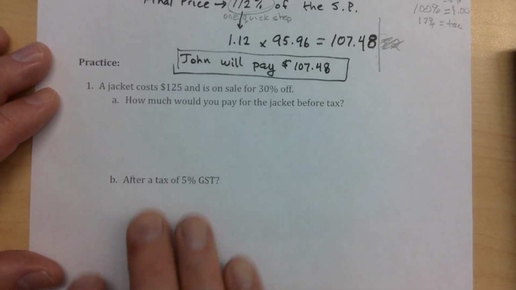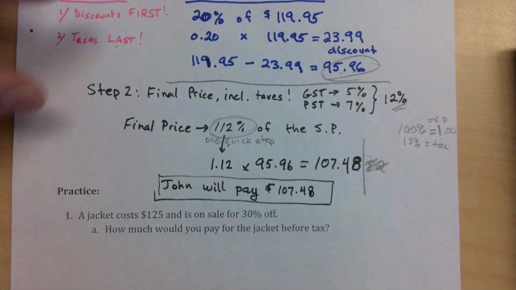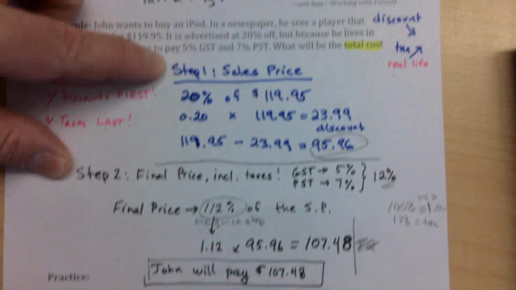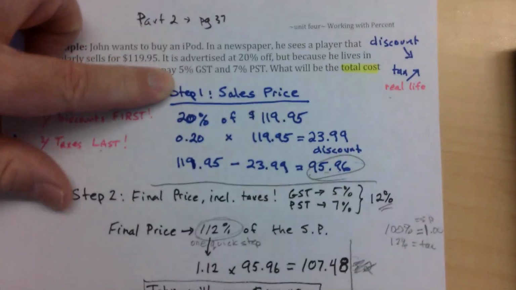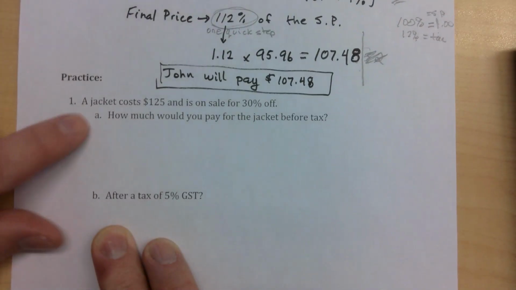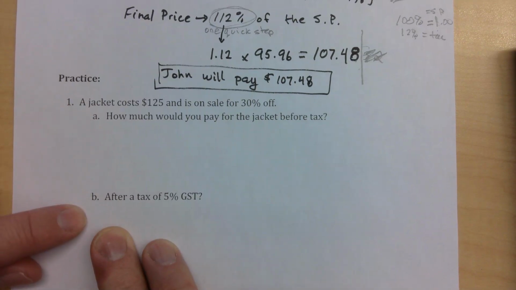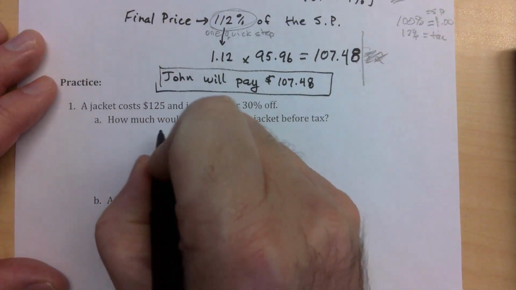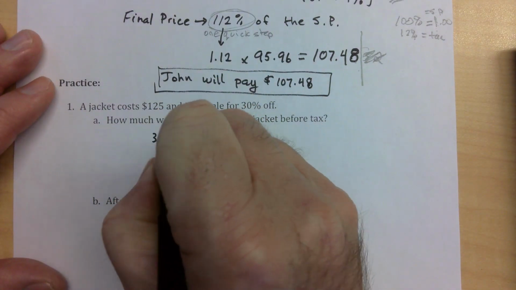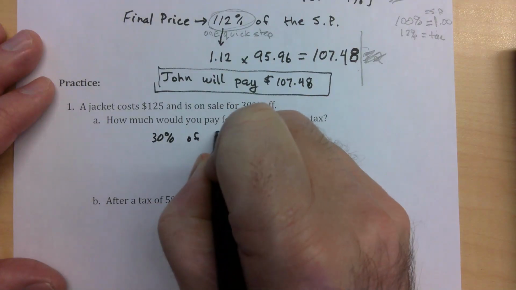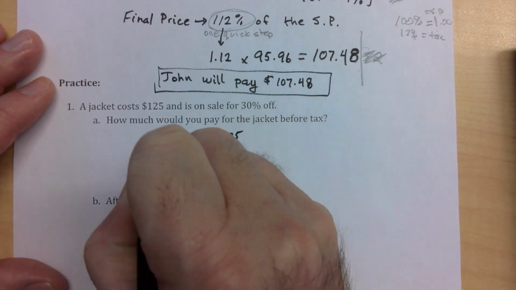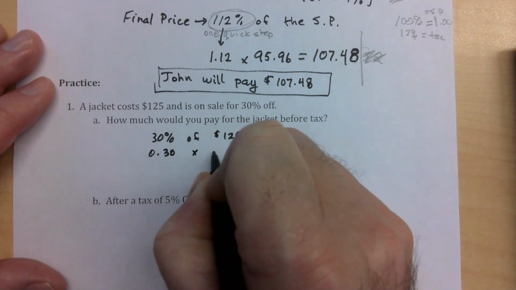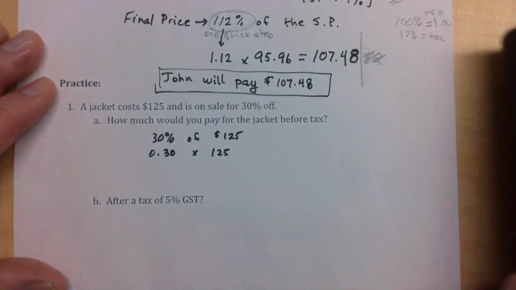So basically, the practice problem is broken down into step 1 and step 2. Let's just show that. Step 1, step 2. And just call it sub question A, sub question B. But it's a repeat of the previous example. All right, so let's not take too much time here. 30% of $125. Okay, so that's 0.30 times 125. Let's figure out what that is.